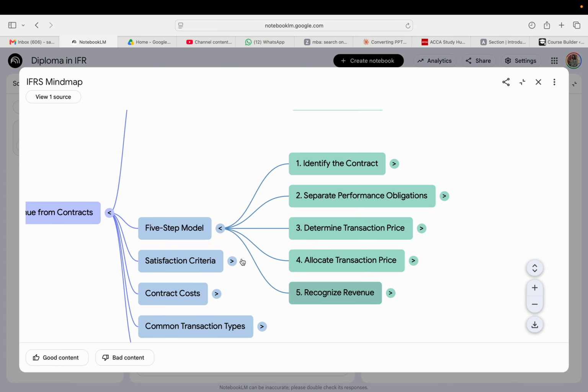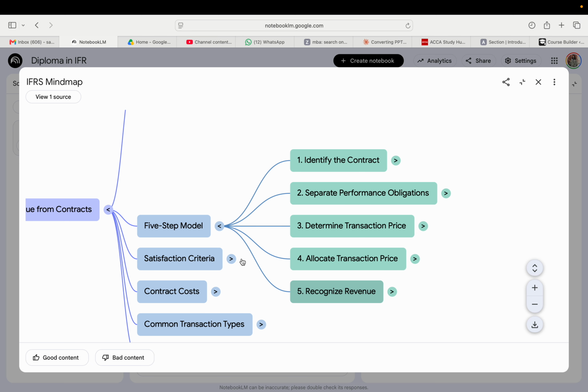The 5-step model. So these are the 5 steps and it is in this order. Step 1, first you need to identify a contract. There has to be a contract before you can recognize revenue. If there is no contract, no revenue. Okay? And revenue is the first item that we recognize in our statement of profit and loss. It's an income. Out of the 5 elements that we have studied in the conceptual framework, revenue is an income. Okay, so identify the contract.